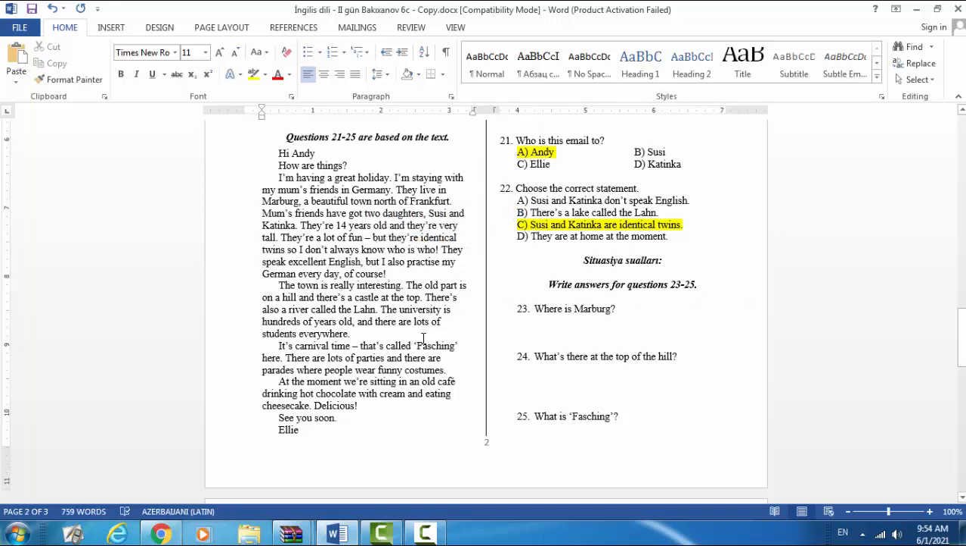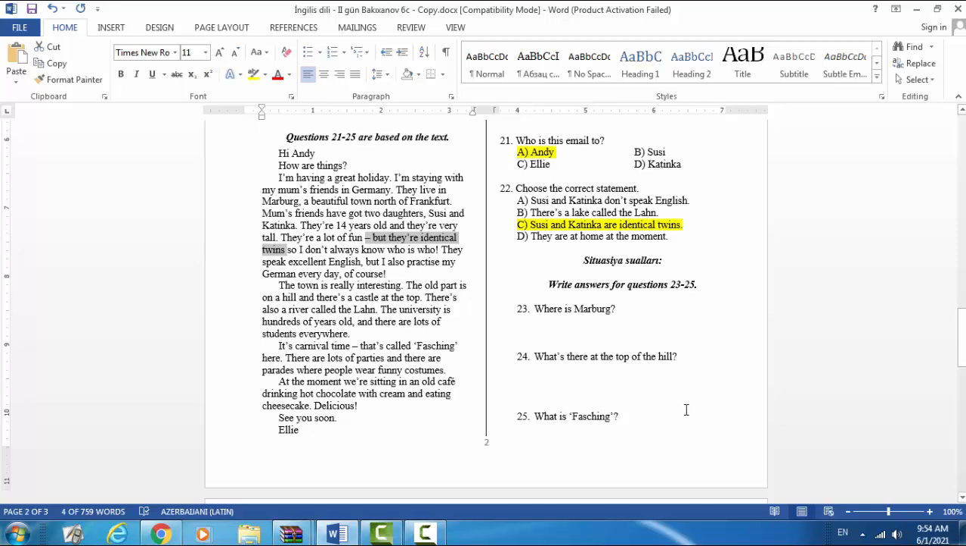There is a lake called Lahn. As you see in this part, Lahn is not a lake, it's a river. They are at home at the moment. Here we are given the information about their place. They are not at the home at the moment. They are sitting in an old cafe. Susie and Katinka are identical twins. Yes, they are identical twins. So, variant C is correct for question 22.